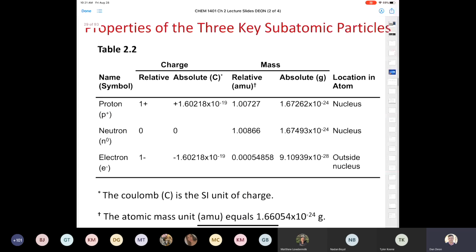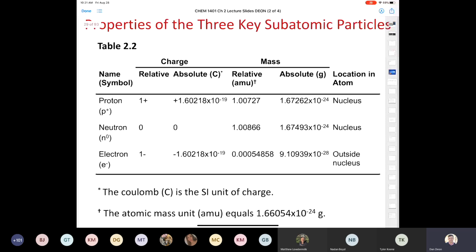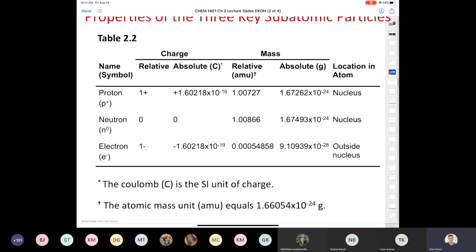So here are properties of 3 key subatomic particles. This is a great summary. So we have a proton.